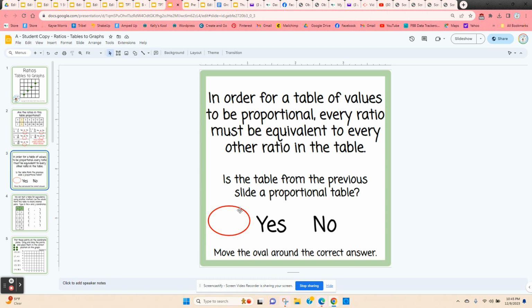Was that a proportional table? And they're just going to move this oval. So they just click and hold on the edge, and then they can move it to cover either yes or no.